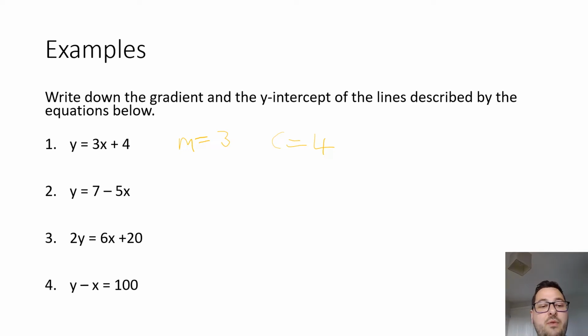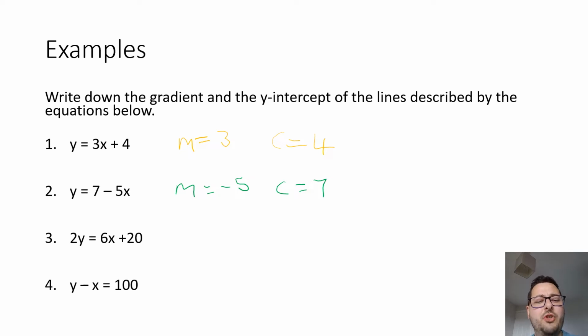The next one then, we've got y equals 7 minus 5x. So here the gradient is, so it's always the number in front of the x, minus 5. And the y-intercept is going to be the number on its own, which is 7, so c is 7.